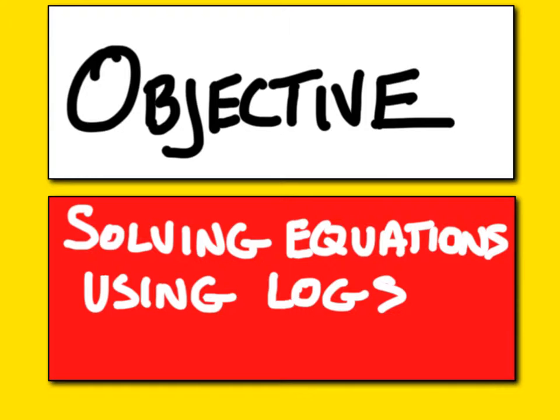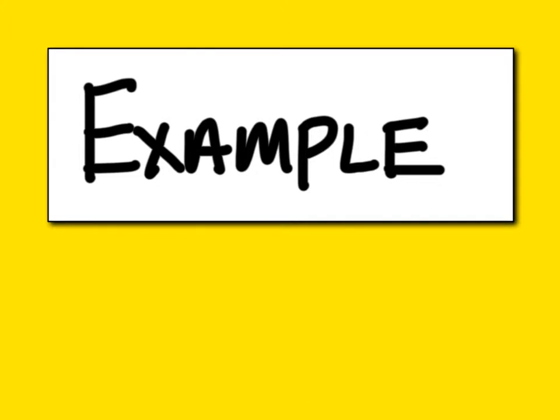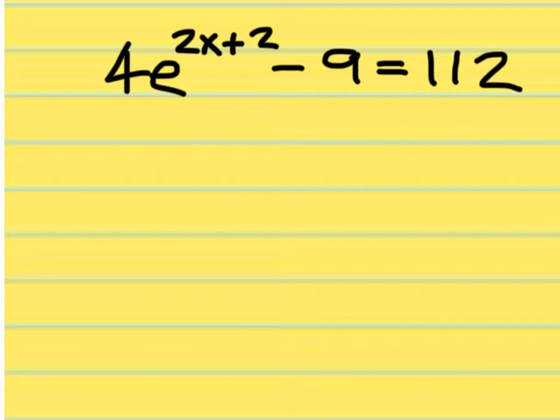The objective is the same as it was last week, except these are different problems, solving equations using logs. Here's the first example. You have 4e to the 2x plus 2 power minus 9 equals 112.